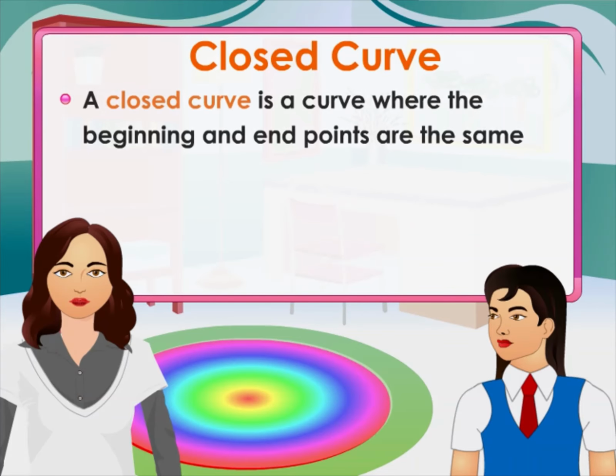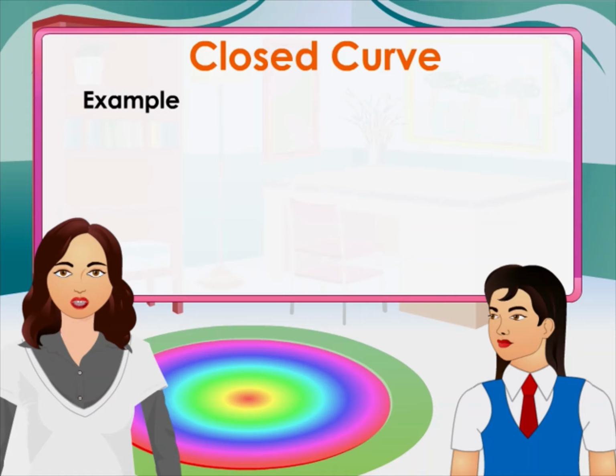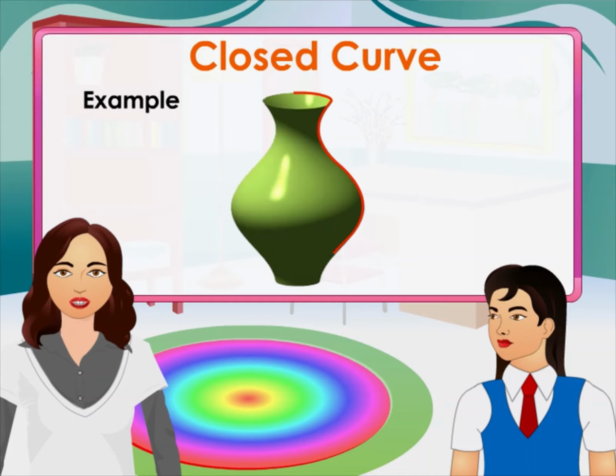Closed curve. A closed curve is a curve where the beginning and the endpoints are the same. An example is an urn. Its starting point and the ending point are the same.